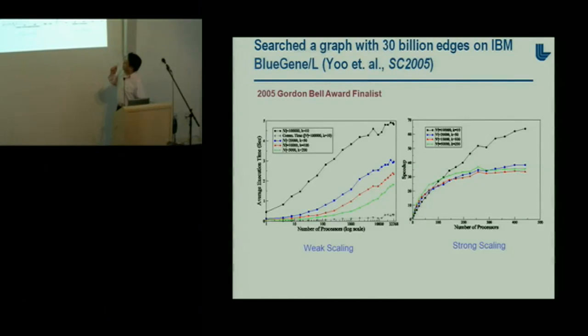And also, all the optimizations we did for the communication and running on a very fast network actually helped us with the communication time. And this work was the first attempt to run a graph with 1 billion edges, and it was nominated as a finalist for the 2005 Gordon Bell Award.